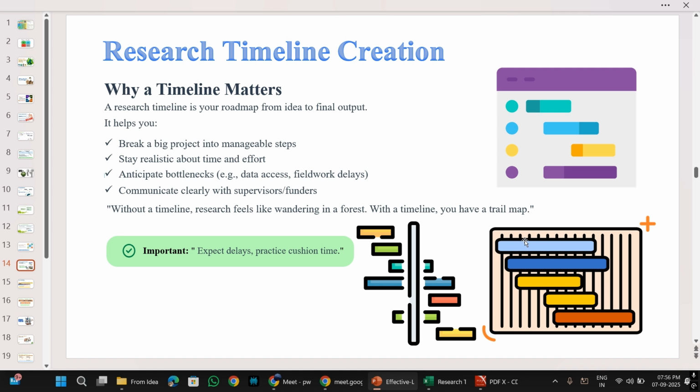Don't be fantasizing about your research. Just stay realistic that this is what can happen, and the best that I can do, I will definitely do it. And anticipate bottlenecks. So there might be some times wherein the data is not available, or the software is not working, the machine is not available, or as small as that of electricity is not there.